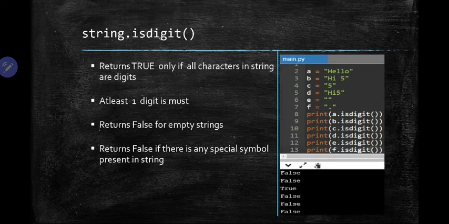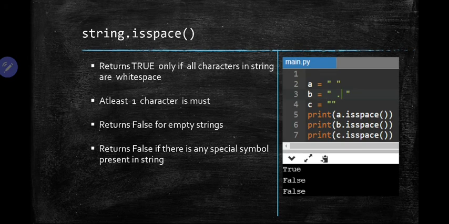Another function is isdigit. As the name suggests itself, this function will return true only and only if all the characters are digits. And we cannot, of course, have null strings, and we cannot have special symbols. You can go through this example. In this, only this case will return true because it has only numbers. All remaining will be false. You can see the output here.